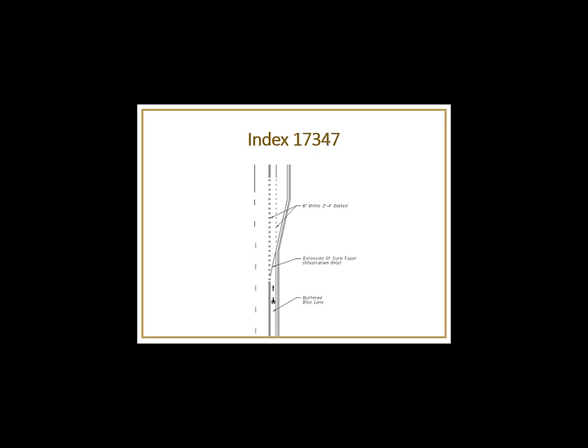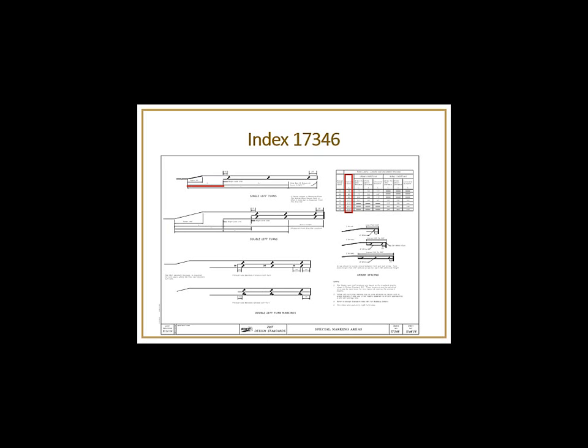Before, we thought it was pretty clear, 17.346, that's determined by that distance in Index 17.346. This just shows where the solid line begins. So from the taper back to the solid line is that conflict zone. So the L1 distance is in a table over on the right-hand portion of that.